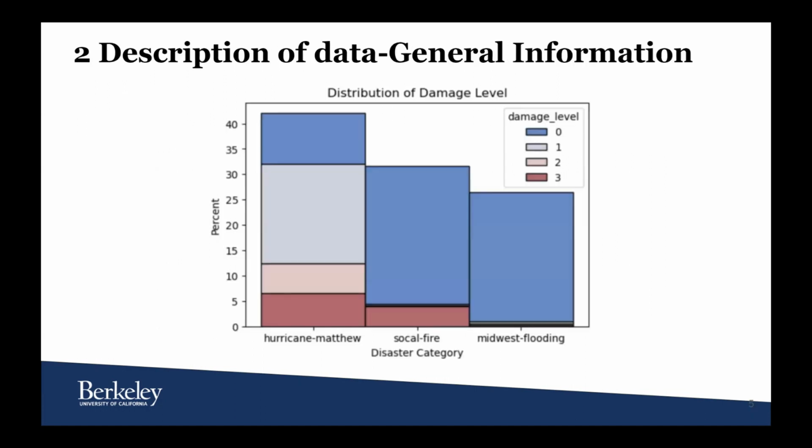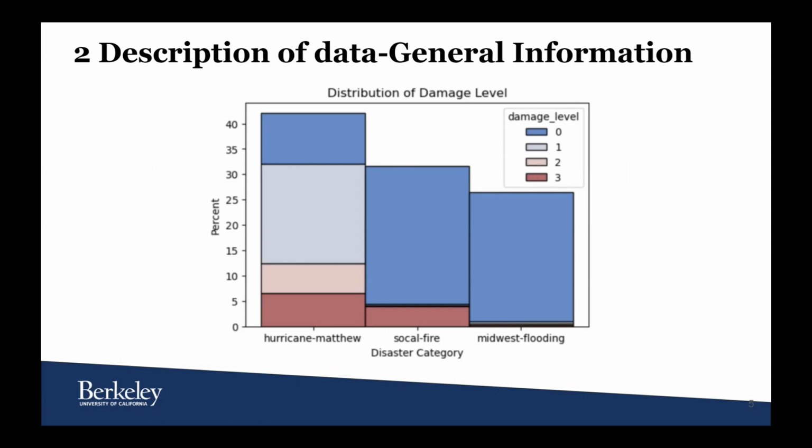So let me introduce what our data looks like. In this study, we utilize the xView2 challenge dataset comprising 26,000 images to analyze disaster types and their characteristics. The data includes disaster images from Hurricane Matthew, SoCal fire, and Midwest flooding. Each image is categorized by attributes like damage level, dimensions, and color profile.